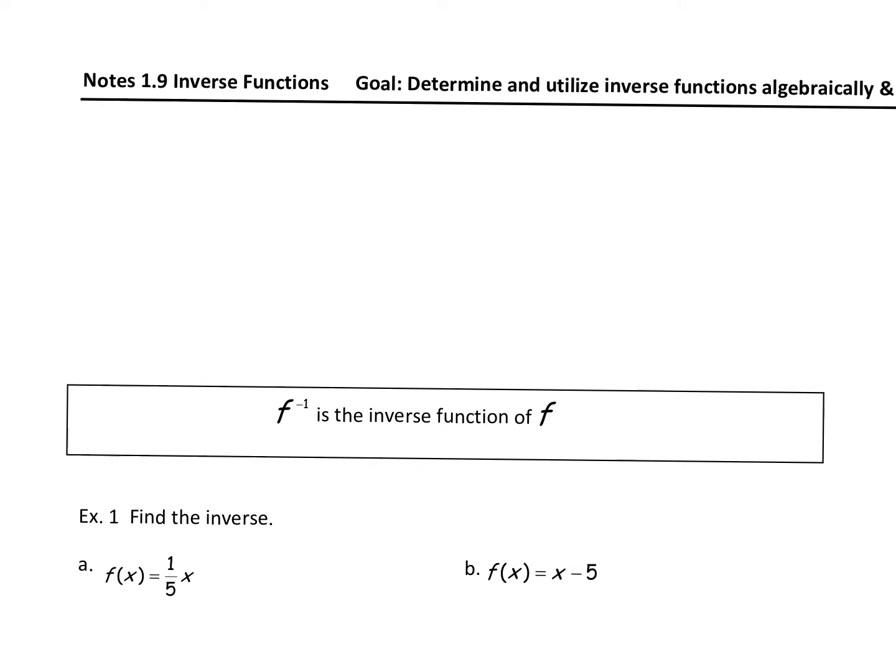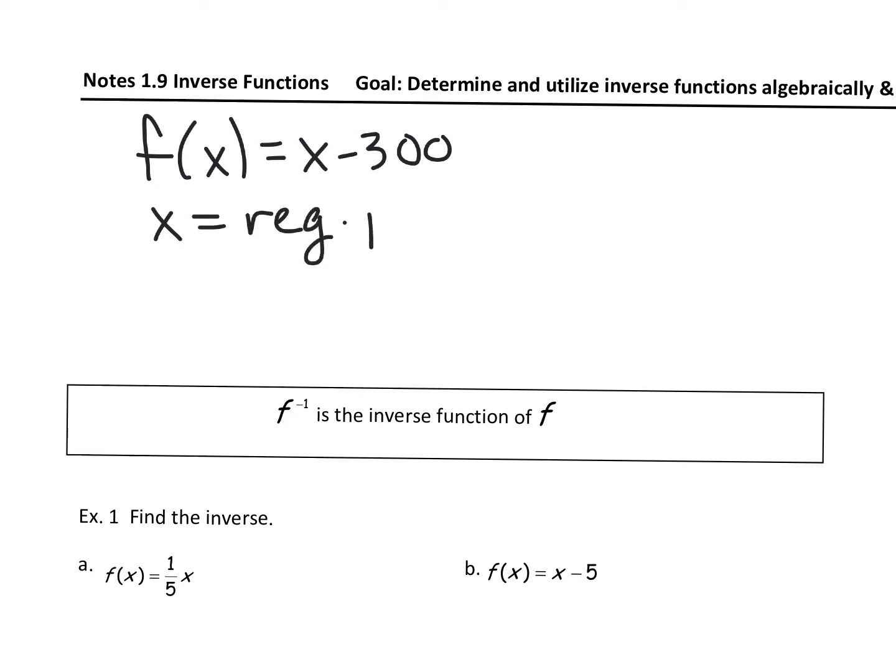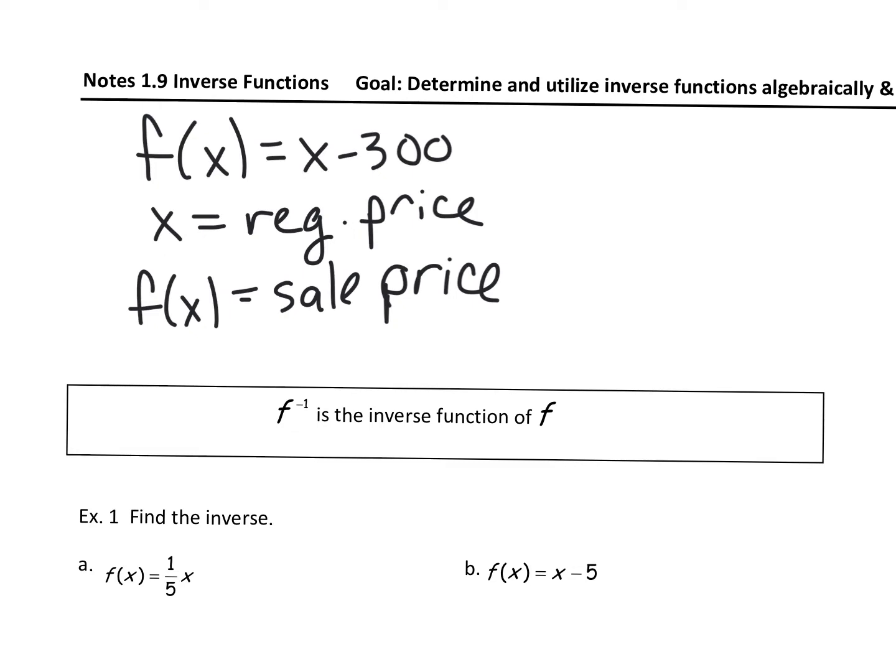Let's go back to the computer problem we had, where we had a sale, and the sale was $300 off. So if that's the case, f of x equals x minus 300. That's where x was our, what I'm just going to call regular price, and in this case, f of x is our sale price. So this is a basic function that says, whatever a regular price is, let's say $1,000 or $900, we're going to subtract 300 and we get the sale price.